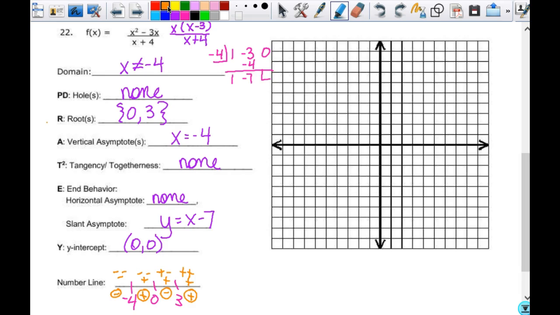Which means that my vertical asymptote at x equals -4, I'm only going over 2, but that's because I'm counting by 2s. And I have to remind myself at every step or I'm going to plot something wrong. My slant asymptote is y equals x minus 7. Okay, so I'm counting by 2s. So that means that this is 2, 4, 6, and 7 is right there.